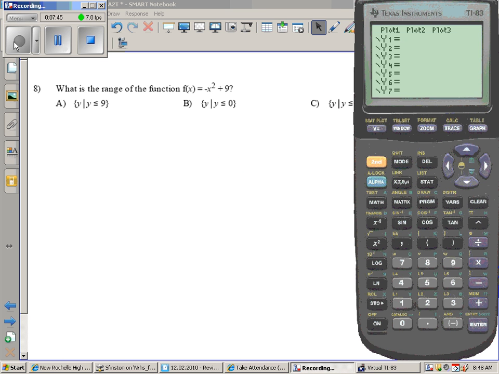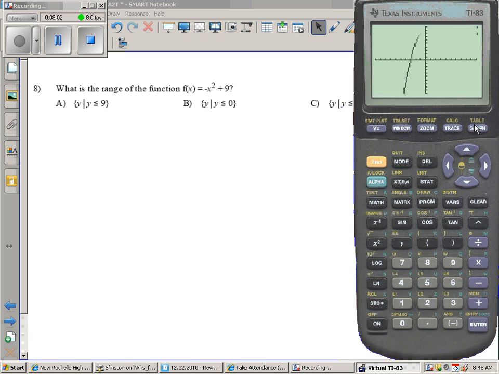Here we go. Question number 8. How do we find the range? What's the range again? Yeah, the range of the y values. So check this out. All I'm going to do is plug this in. Negative x squared plus 9. And first thing I'm going to do is print up a graph. So the y values for this graph, look, are less than that number.